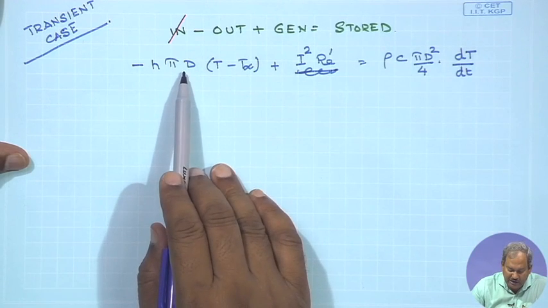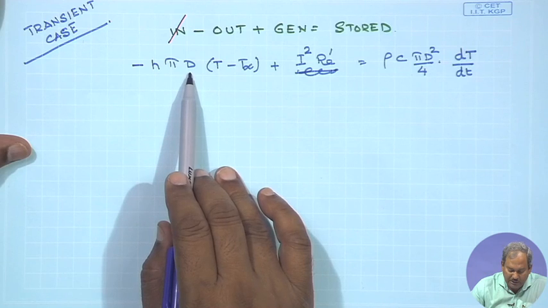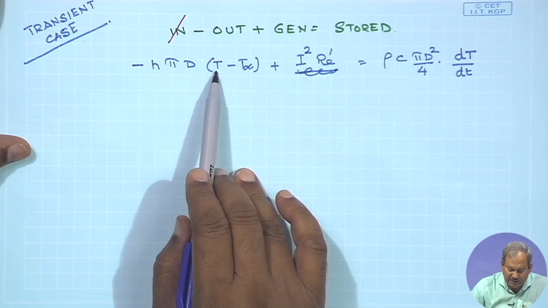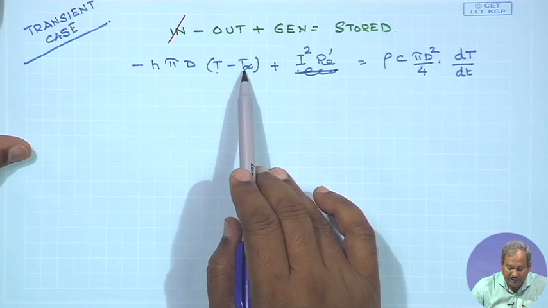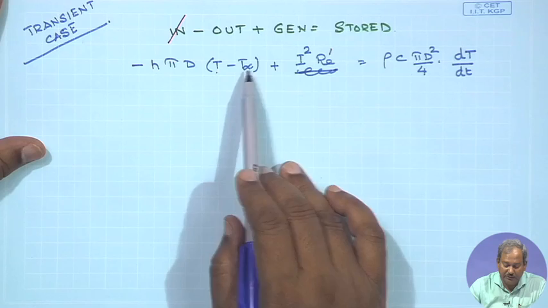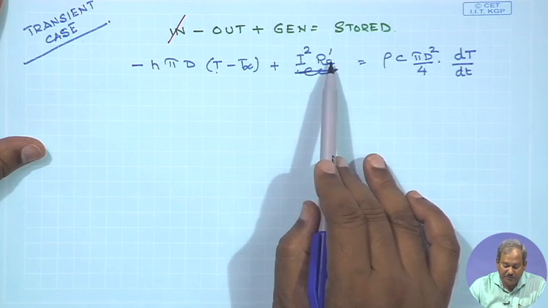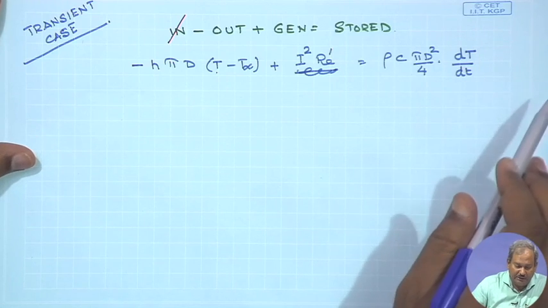So, this is the convective heat out of the solid on a per unit length basis, where the temperature is the instantaneous temperature, and since the value of Biot number is less than 0.1, this is only a function of time, and not of any space coordinates. T infinity is the fixed temperature of the liquid. I square R e is the heat generation per unit length, and this is the rate of energy stored per unit length in the solid.